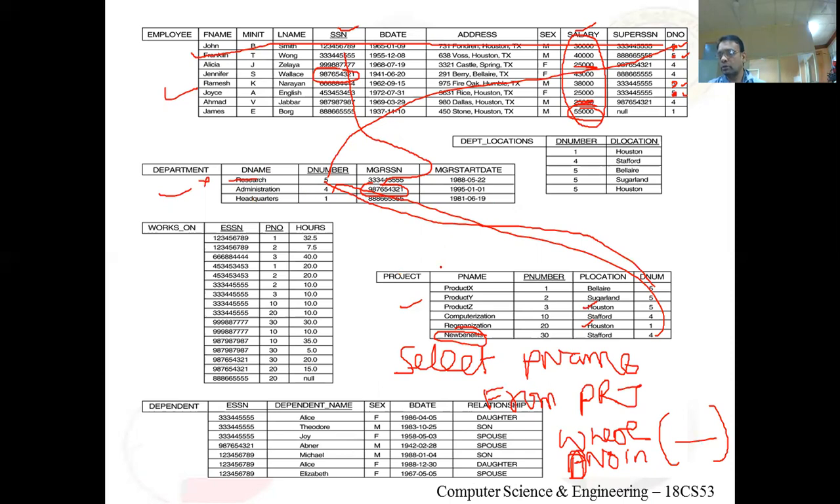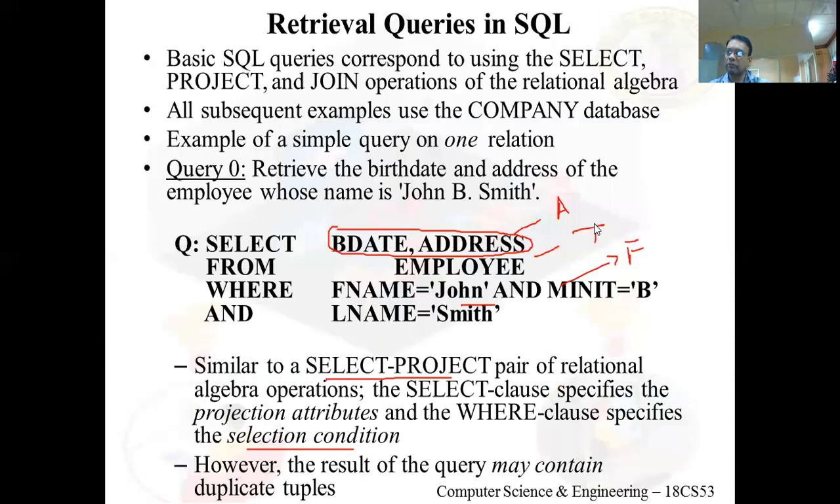If I want to update the salaries of all employees, update employee set salary is equal to salary into 1.1. I'm not going to give any where condition here. So all the salaries will be increased by 10%, without any where condition.